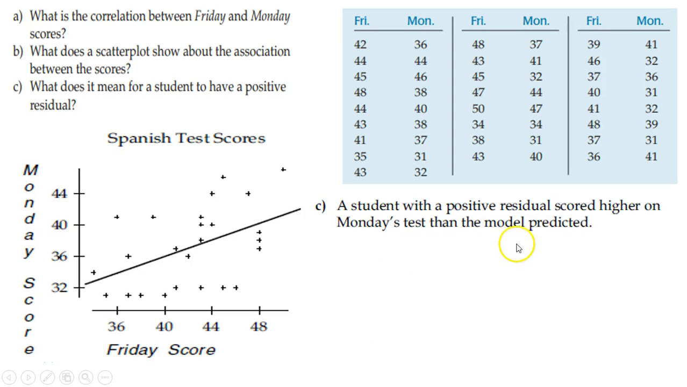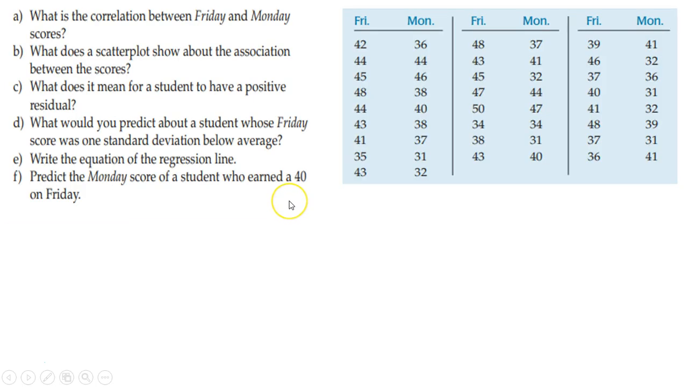Then it says a student with a positive residual scored higher on Monday's test than the model predicted, right? So, what does it mean for a student to have a positive residual? They scored better on the Monday test than they were predicted to score, basically.